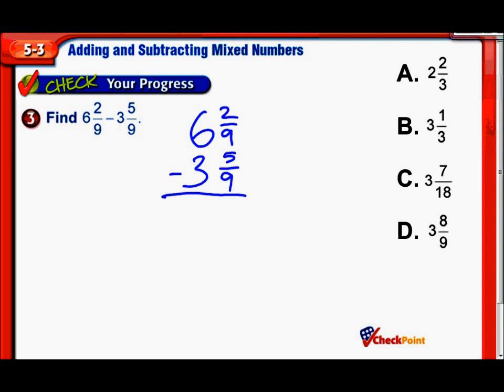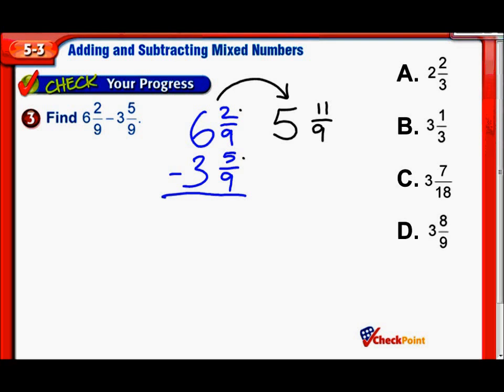Oh, we have a new kind of problem. Do you see what it is? 2/9 is less than 5/9. So what are we going to do? Well, we're going to rename this mixed number so that we can subtract. So we need to look a little more carefully at the 6 and 2/9. Well, 6 and 2/9 really could be rewritten as 5 and 11/9. Now, do you know how I got from here to here?